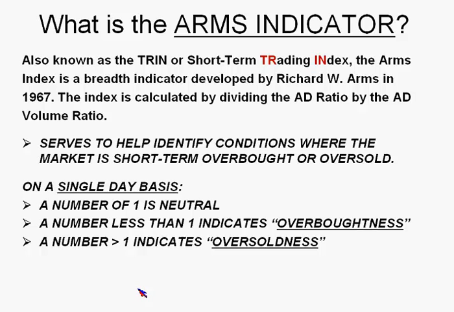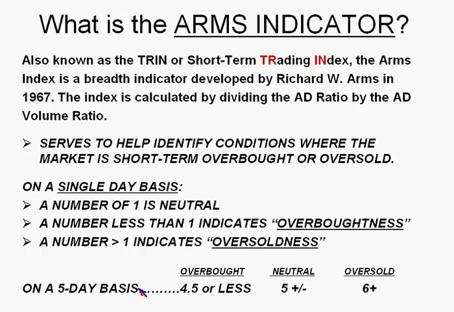Now, we don't take any single day. We can take individual days and do some things with them, and I'm not going to go into too much of that today. But what we do is total these single-day readings, either on a 5 or a 10-day basis. If you take a 5-day basis, we said neutral on a single day was 1. So if you get a total after 5 days of around 5, that's neutral.